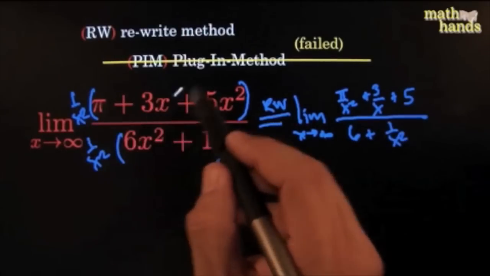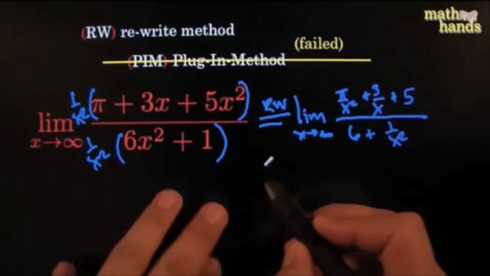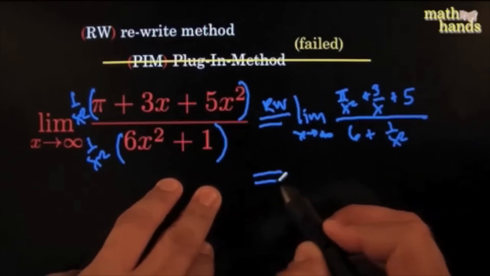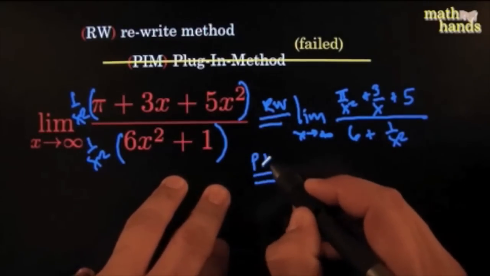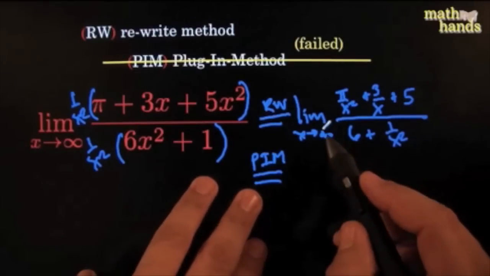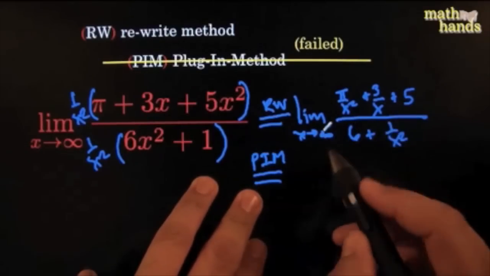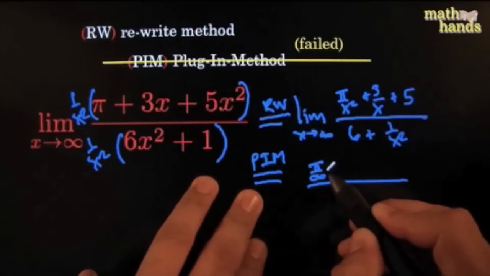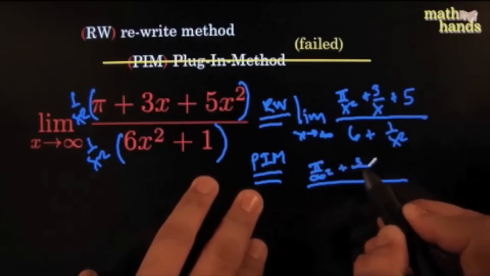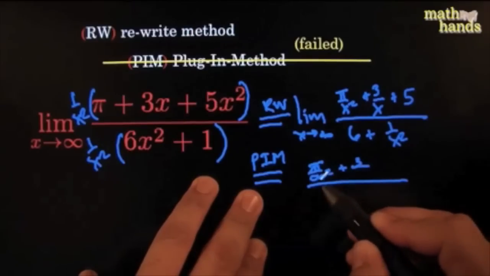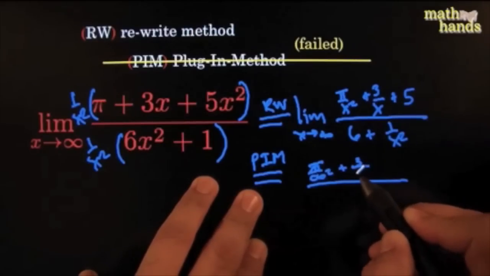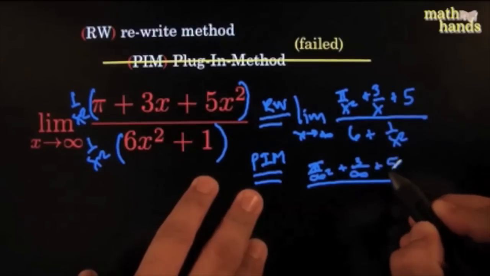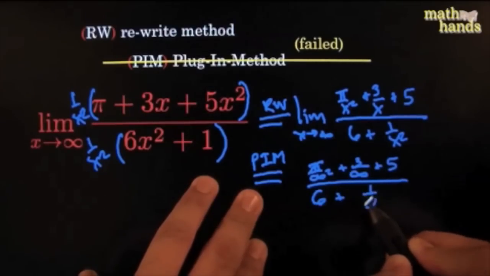I'm distributing that to every single term in there. And then you do a little more cleanup. You do the plug-in method now and see how that goes. Everywhere I see x, I'm going to do infinity. So this will give me pi over infinity squared, which is infinity, plus 3, which is 0. Well, infinity squared would be infinity. 3 over infinity plus 5, 6 plus 1 over infinity squared.